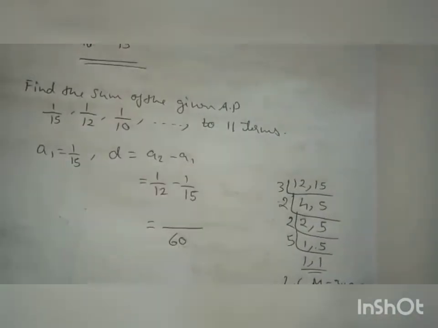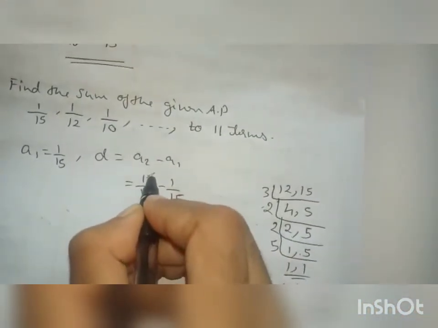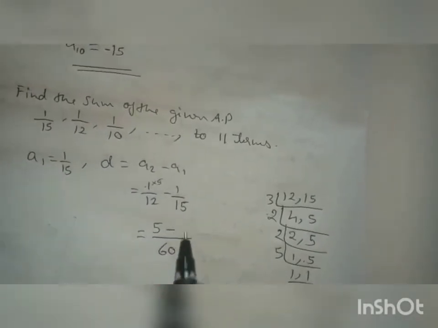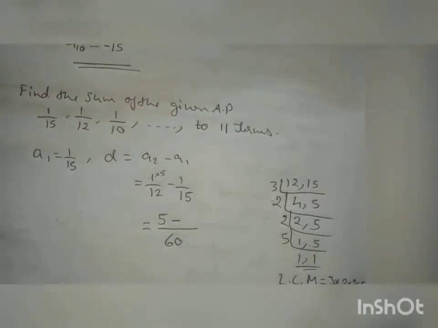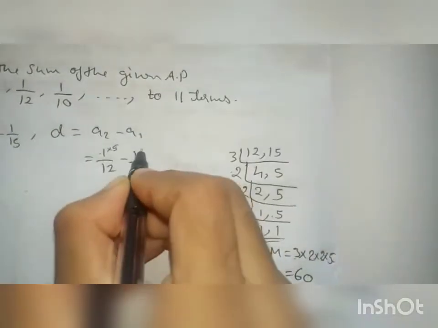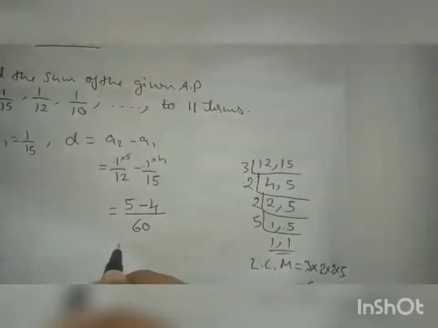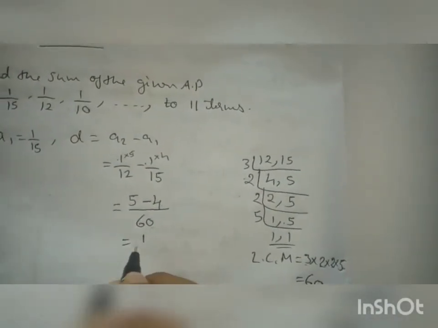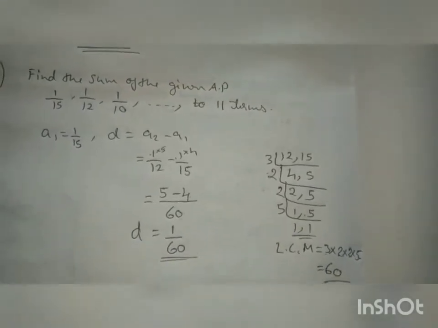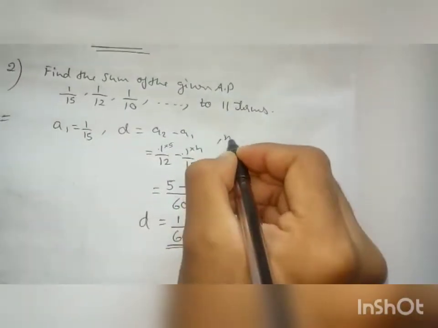12 how much is 60? 5, right. That you have to multiply to the numerator, and write 5 1s are 5. Minus, 15 how much is 60? 15 4s are 60. So you have to multiply that 4 to the numerator. So what it becomes? 4 1s are 4. Next, 5 minus 4 is 1. So 1 by 60 is D. So you got D. And n they have given, n is 11.